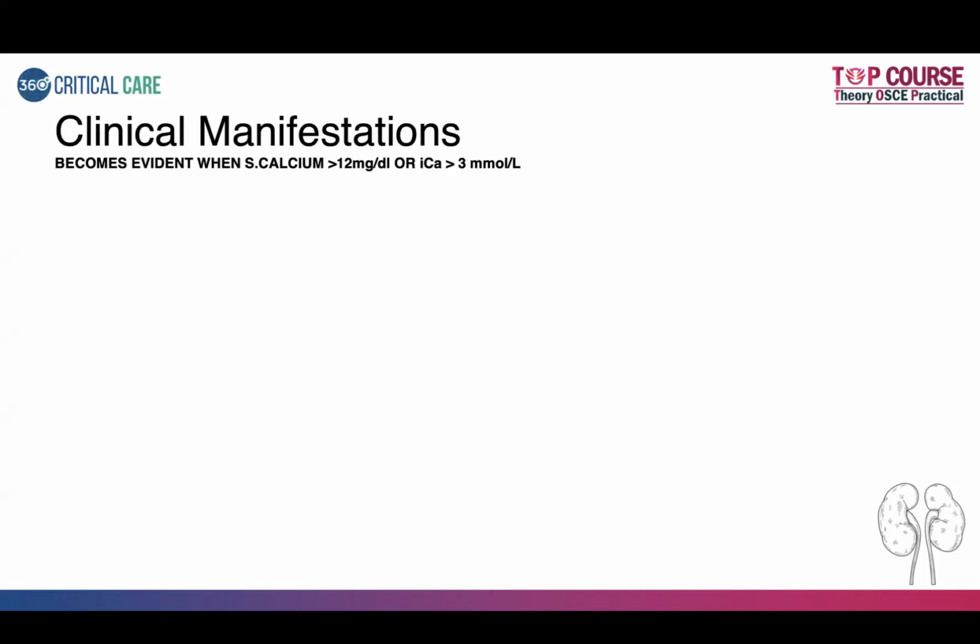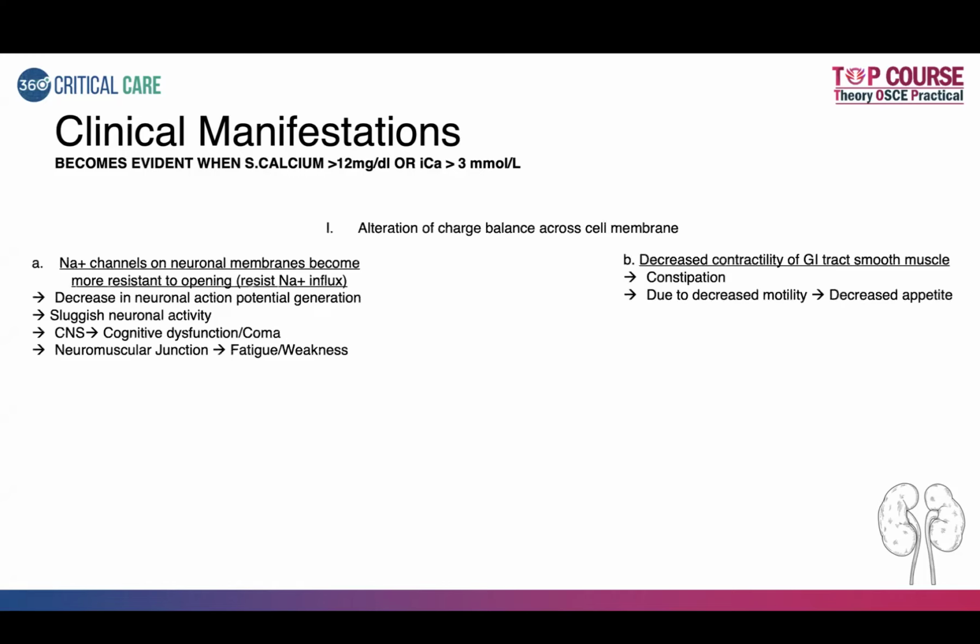The clinical manifestations become evident when the serum calcium is more than 12 milligrams per deciliter, or the ionized calcium that can be seen in the VBG reports is more than 3 millimoles per liter. The most common clinical manifestations occur mainly because of alteration of the charge balance across the cell membrane.